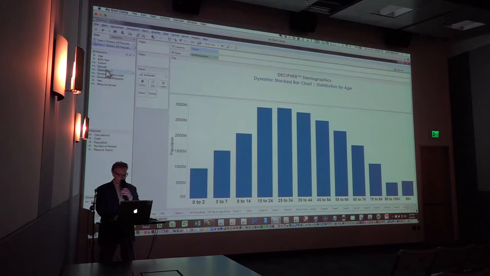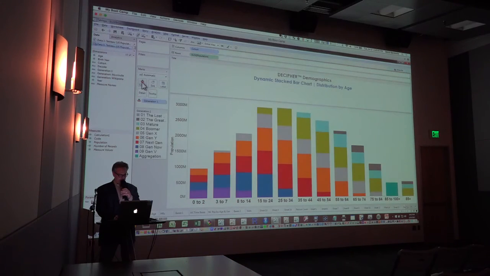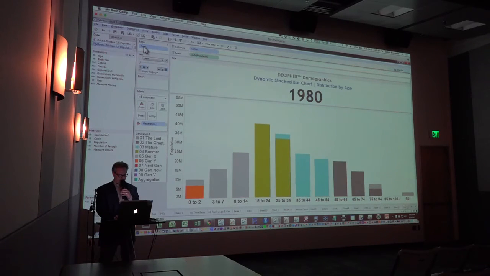Then we'll take a generational field and put that on the color shelf. See, so we only did three things. Three actions, and then you take the year, which is a dimension that happens to be a number, and voila, done.